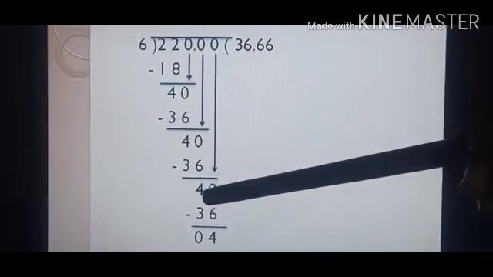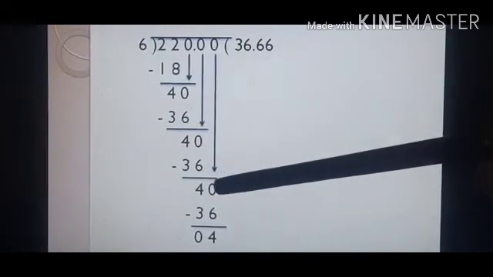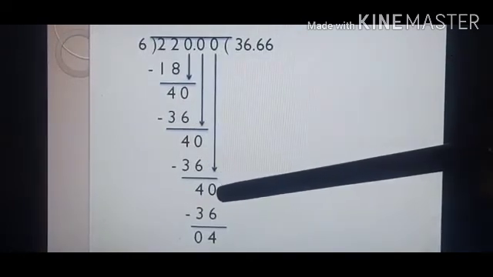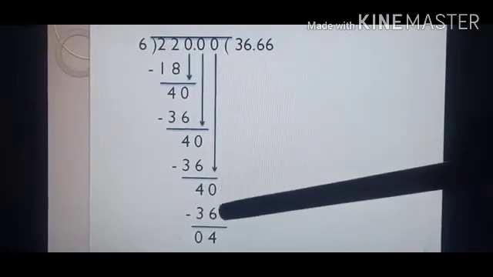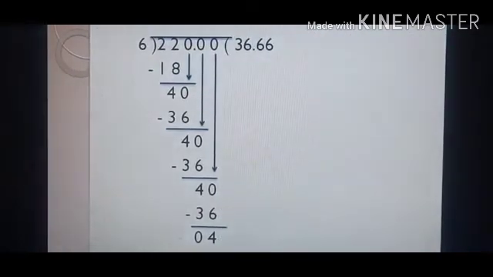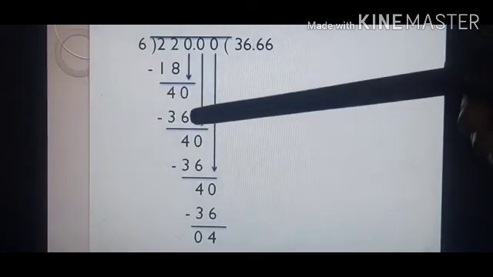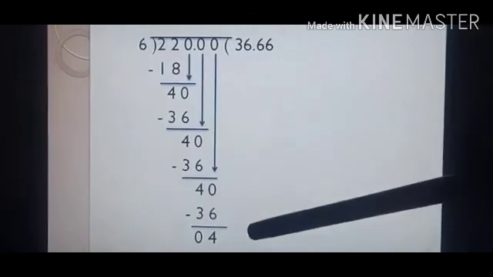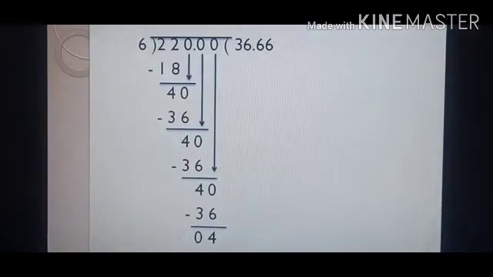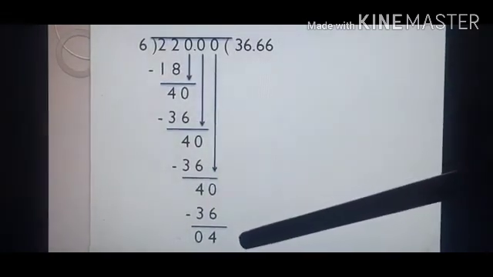40 minus 36, again 4 is left. Take one more 0. 4 will become 40 as a dividend now. Now 6 6s are 36. 40 minus 36, 4. Have you observed? Always we are getting remainder 4. Means this division is not going to be completed. So we will stop our process here.